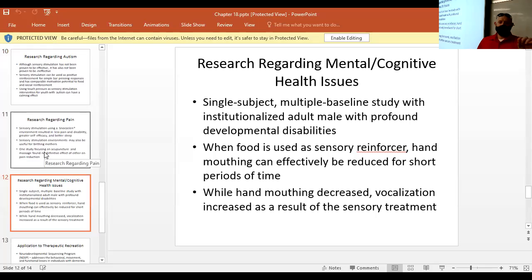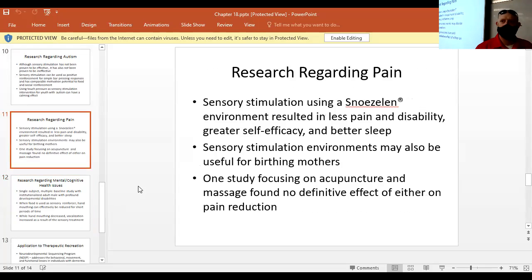Now, what can sensory stimulation do in regards to pain? Sensory stimulation using that snoezelen room that we talked about resulted in less pain and disability, greater self-efficacy, so they're able to do more things on their own, and better sleep, because they've been stimulated enough that their brain has had to do some work, and it kind of makes them tired, which is going to make them sleep better. If that makes sense. I mean, that's the only explanation I have for that.